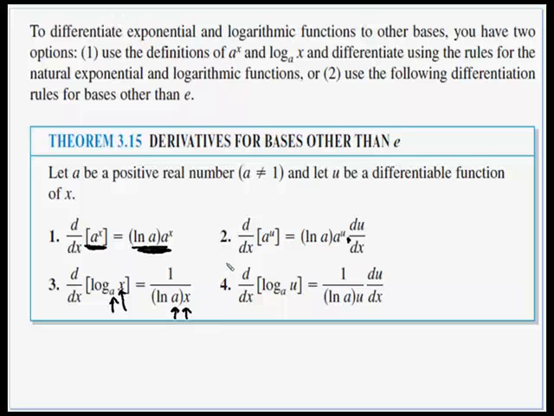And again, number 4 here is if it's a composite function, anything more complicated than just x to the first. If we have an inner function u, it turns into 1 over the ln of a times u, whatever that inner function is, times u prime, the derivative, du dx.